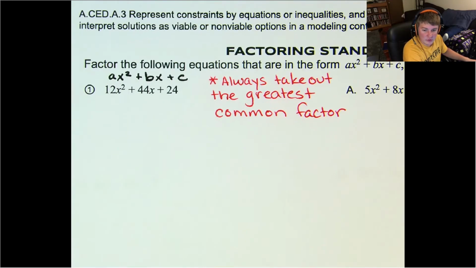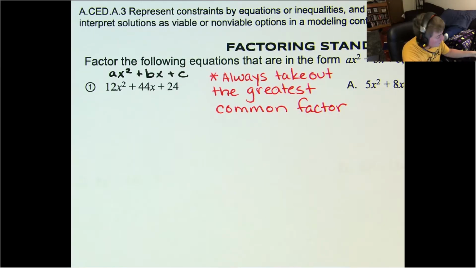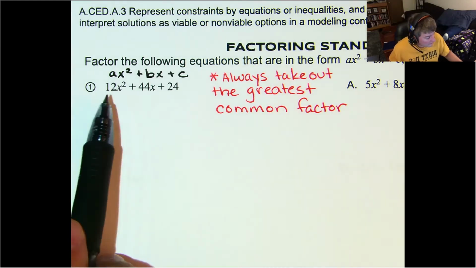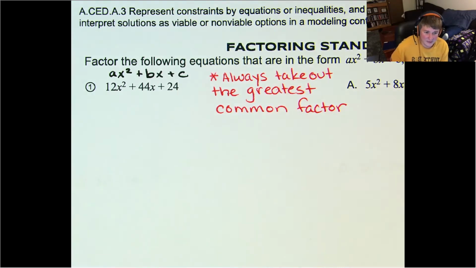In this problem, we have 12x squared plus 44x plus 24. The greatest common factor is, simply put, the largest number that's going to divide evenly out of every single one of those numbers. So I'm looking at 12, 44, and 24, and I need to think about what number divides evenly out of all of those. To me, the most obvious one is 2, right? We can take a 2 out. We take a 2 out of 12 and get 6, a 2 out of 44 and get 22, and a 2 out of 24 and get 12.